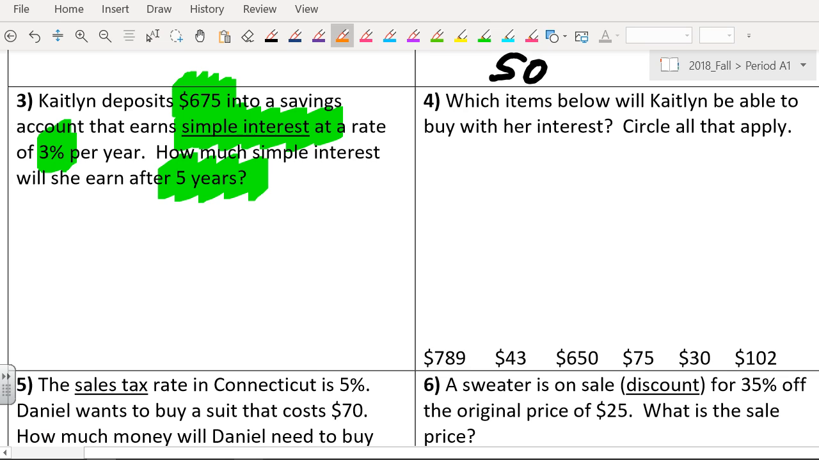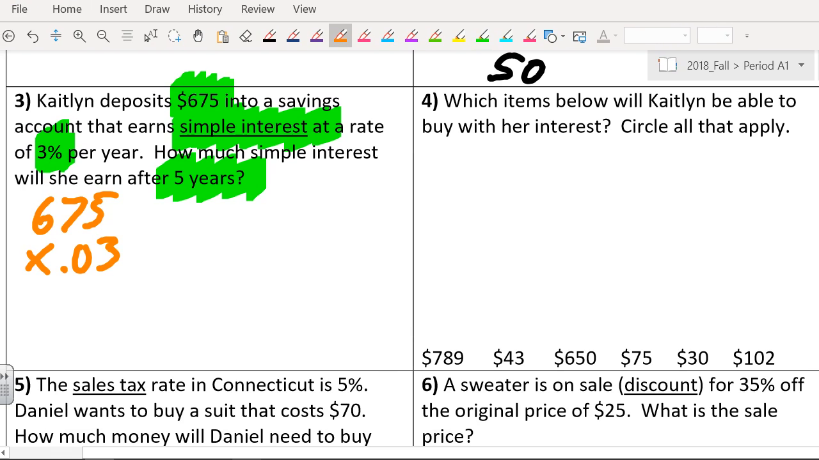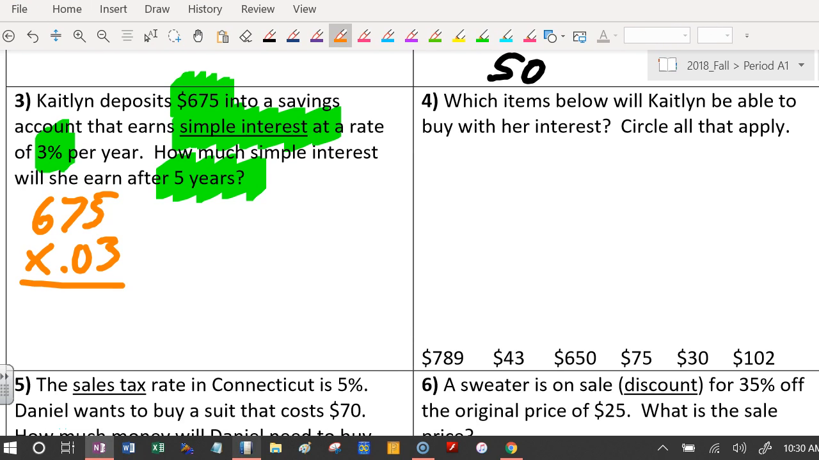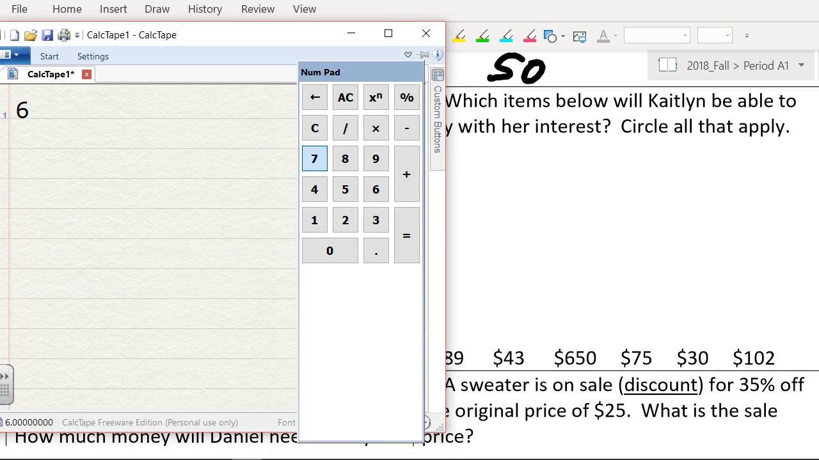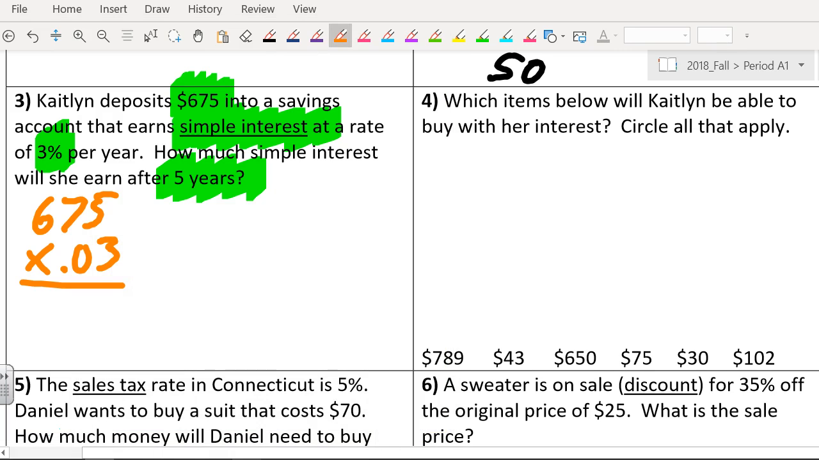Percent. So 675 times 0.05. 675 times 0.03. Correct. Awesome. Times 0.03. 675 times 0.03. 20.25. Okay, so it was exactly $20.25.